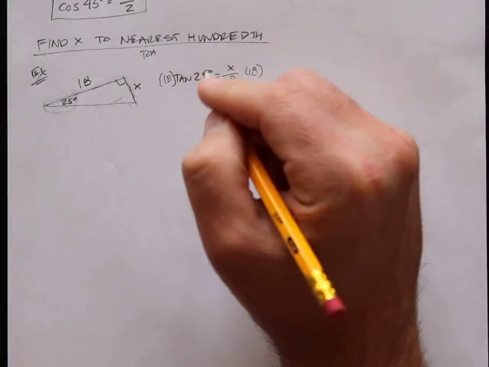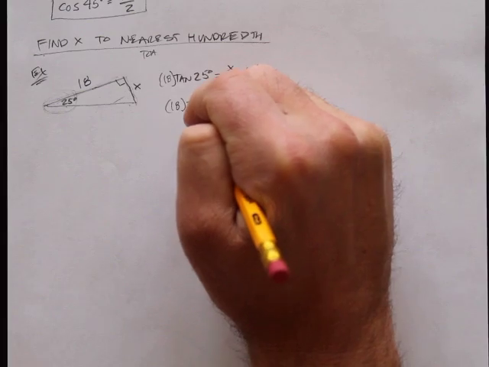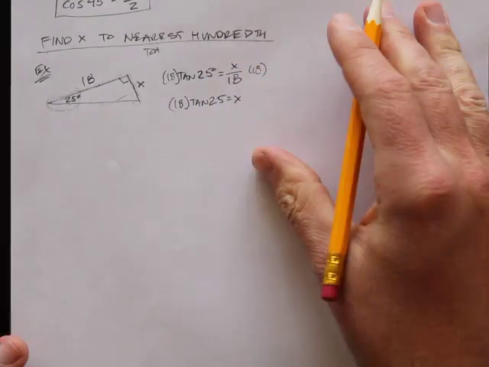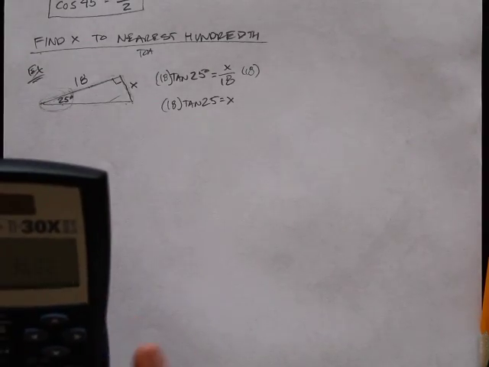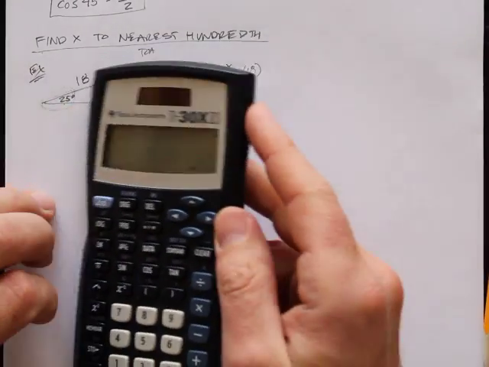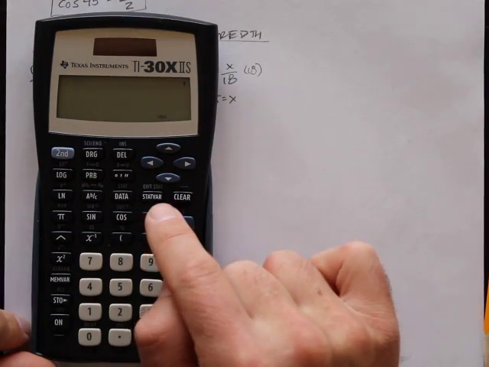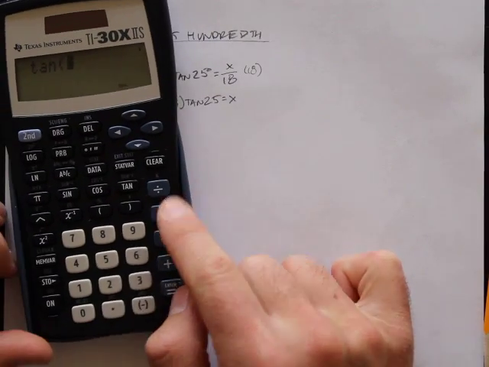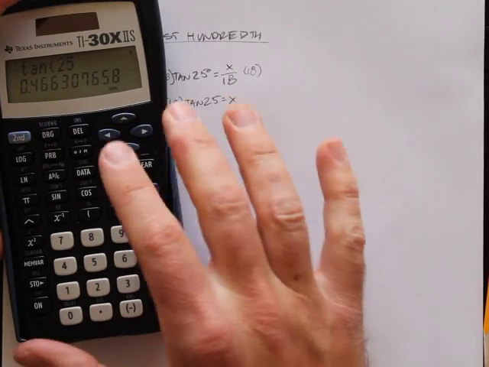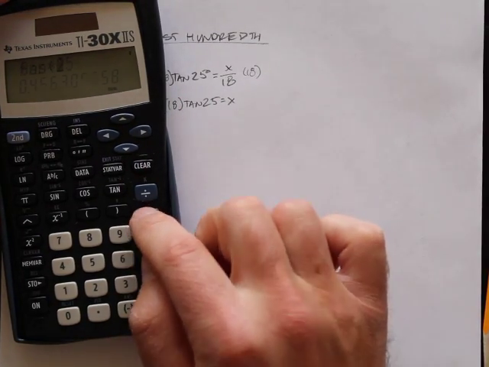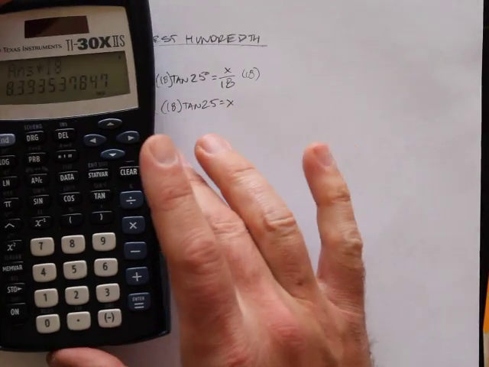And so now I have 18 times the tangent of 25 equals x. Now, all I need to do is get my calculator, and I say the tangent, so I find tangent here, tangent of 25, and I could just do that there and say equals, and then I can say times 18. I can put it in a calculator a little bit different way, but that way might make it a little bit easier.